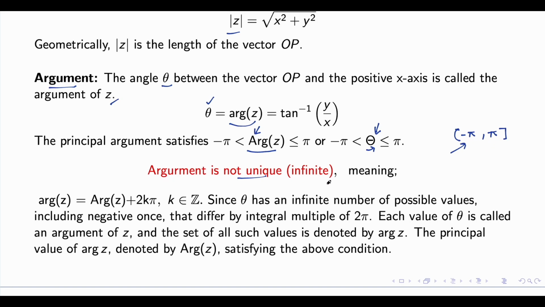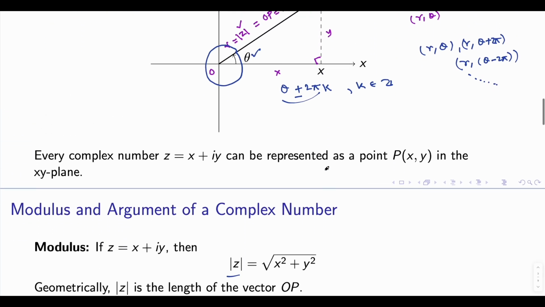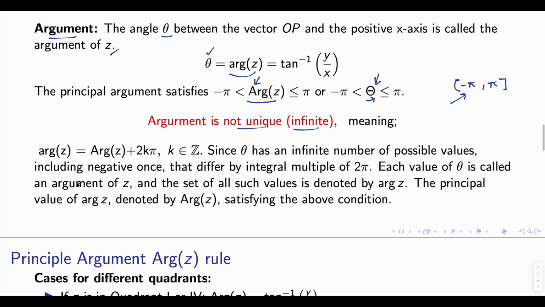And you see, the argument is not unique because it can achieve infinite values, because of adding 2 pi k times, plus or minus. So the argument can be written as the principal argument plus 2k pi, where k belongs to the integers. Theta has an infinite number of possible values, including negative ones, that differ by multiples of 2 pi. Each theta value is called an argument of z, and the set of all such values is denoted by arg z. The principal argument of z is denoted by capital Arg or big Theta, and it satisfies the above condition, meaning it falls in this range.